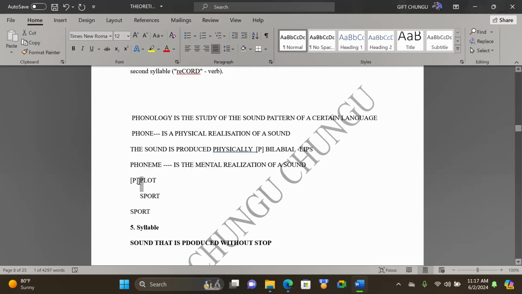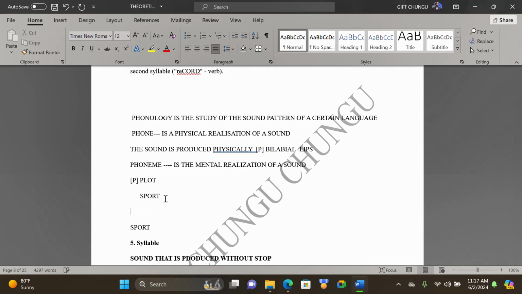But this phoneme is going to be realized mentally in a different way because this one is going to be aspirated, and then this one is not going to be that much aspirated. That is what we are looking at. That is a phoneme, a mental realization of a sound.